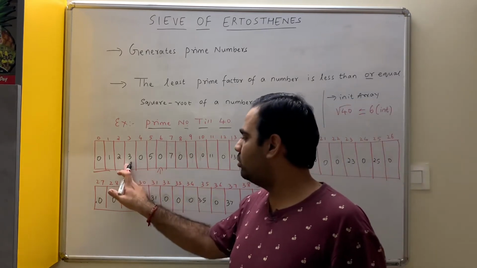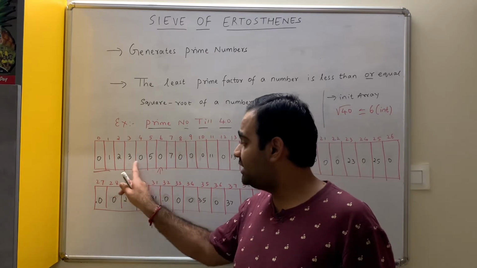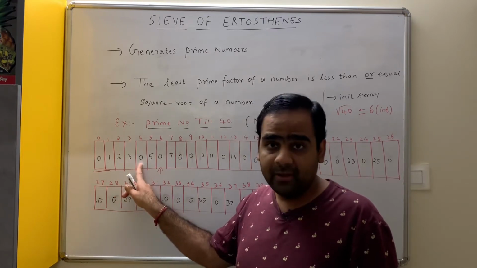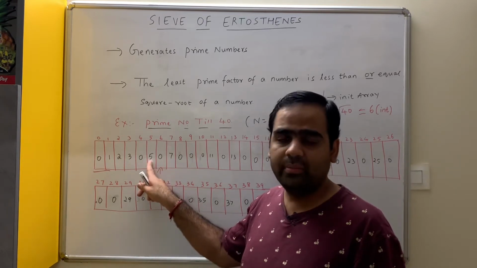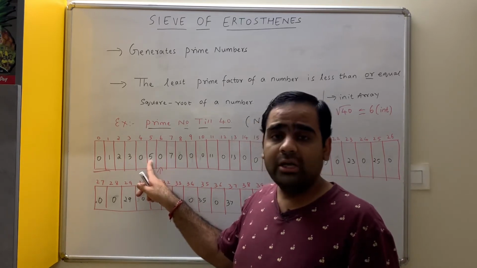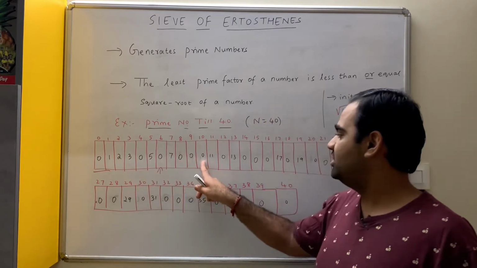Next, again go to the next non-zero number. Now the next number is 0, therefore we leave it, because it is not a prime number. Take the next non-zero number. What is the next non-zero number here? 5. Make all the multiples of 5 as 0. Now 10, which is already 0.